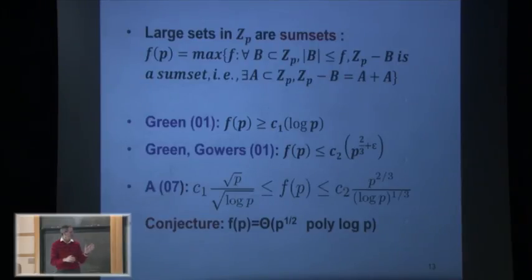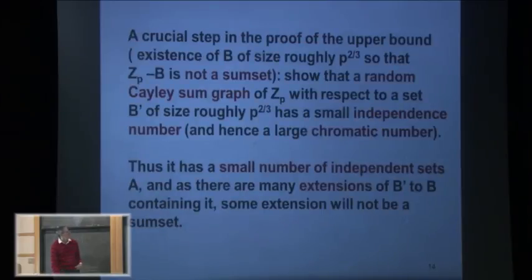And there are reasonably good reasons to conjecture, let me not tell you the reasons, that the truth should be the lower bound, so it should behave like p to the 1/2 up to some logarithmic factors. Now, let me tell you why, if we would know the chromatic number of certain random Cayley graphs, this should hopefully prove this conjecture, if indeed the chromatic number is what I think it should be. So what is the upper bound? I have to show that we can delete not too many elements from Z_p, maybe about square root p or about p to the 2/3, so that once we delete them, what we get is not a sumset. It's not of the form A plus A.